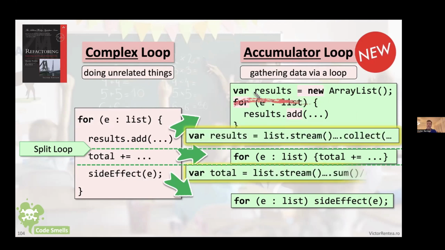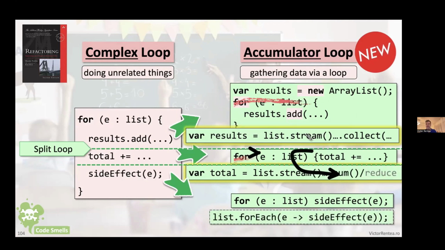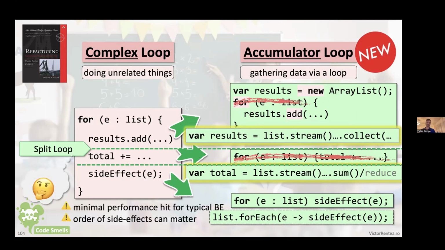So an accumulator loop should be replaced with a stream, of course, with collect, or with a stream and sum, right? With a functional pipeline computing the stuff. So you see what happens in here.